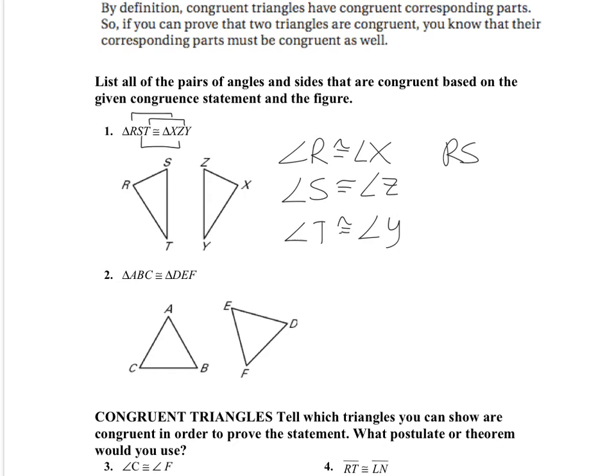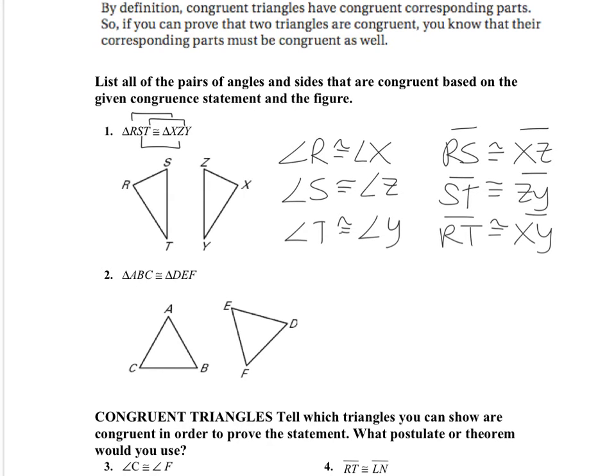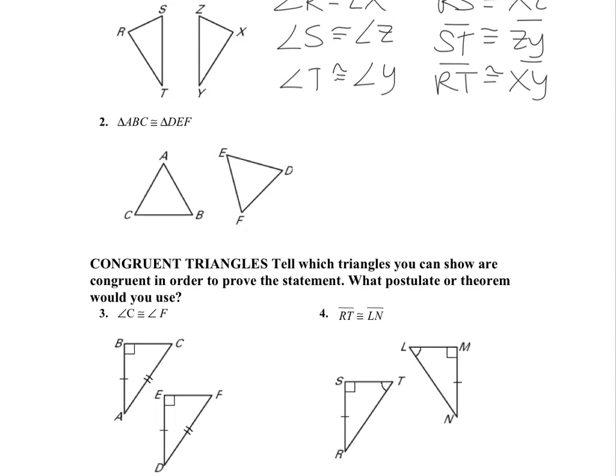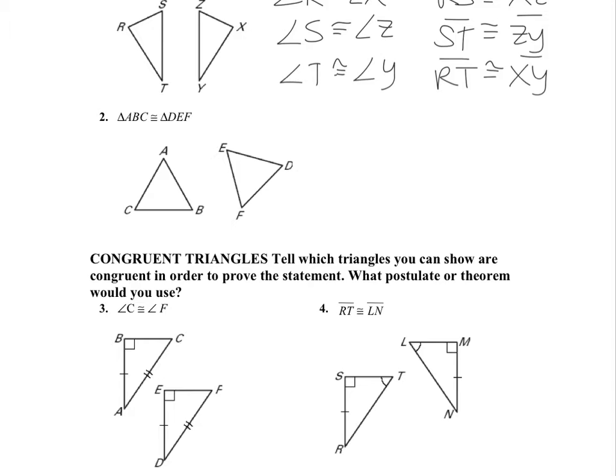Likewise, with sides, RS is congruent to XZ. ST is congruent to ZY. And RT is congruent to XY. So do that with this second one. Pause the video and go ahead and list your 6 corresponding pairs.